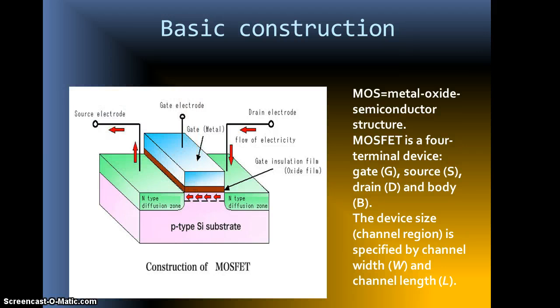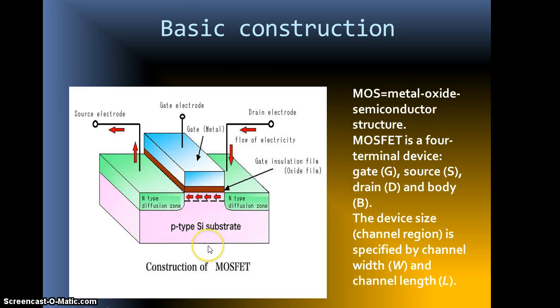So MOS stands for metal oxide semiconductor. Well, here you can see a P type. This is actually an N-MOS type field effect transistor. So FET stands for field effect transistor and MOS stands for metal oxide semiconductor. MOSFET is always a four terminal device. There's the gate, source, drain, and body. So this is actually the body, the P type silicon substrate written here. This is the source, this is the drain, and this is the gate.